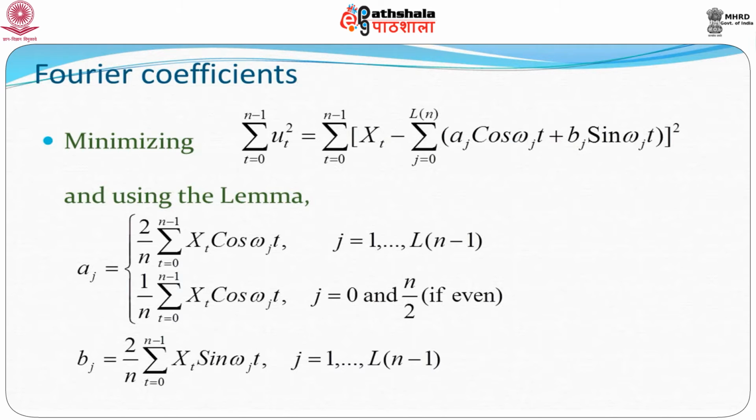The b_j's always come out to be 2/n times the summation of x_t sin ω_j t, and these a_j's and b_j's are referred to as the Fourier coefficients.